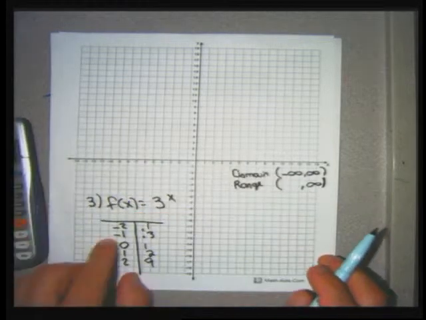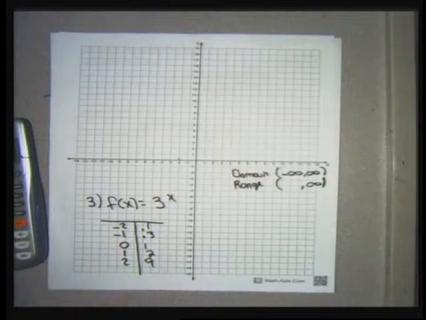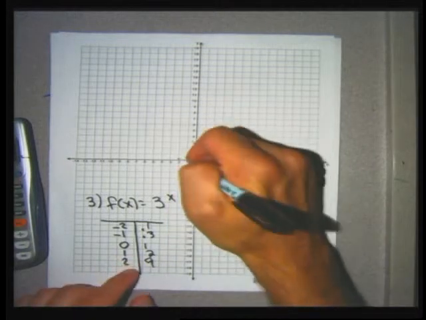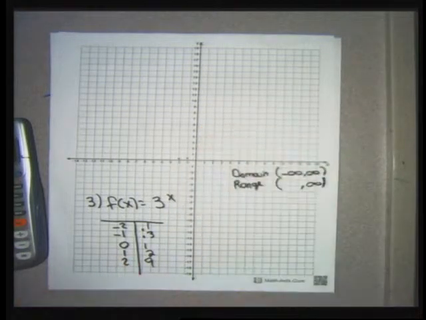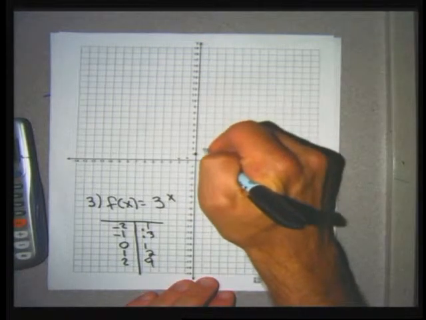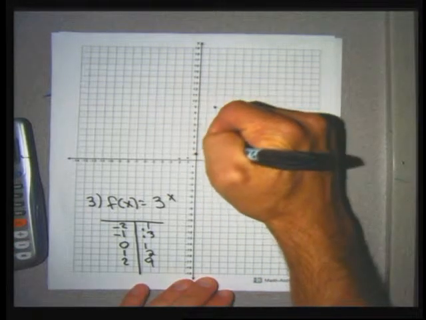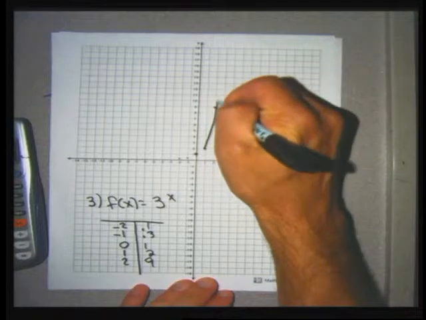So negative 2 and 0.1, that point is just barely hovering above the x-axis over negative 2 on the x-axis. And then negative 1 and 0.3, that's a little bit higher than the last point. And then the next points are easy to plot. 0, 1 is right on the y-axis at 1. 1, 2, and 2, 9. And then we just connect the points the best we can.